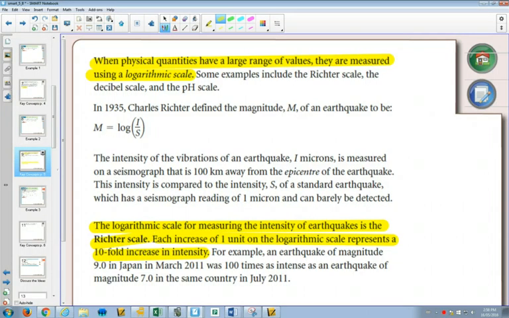So here they show the earthquake on March 2011 with a magnitude of 9. That is 100 times as intense as an earthquake of 7. So here is a formula for magnitude. The magnitude is a logarithm of the intensity compared to a standard earthquake.